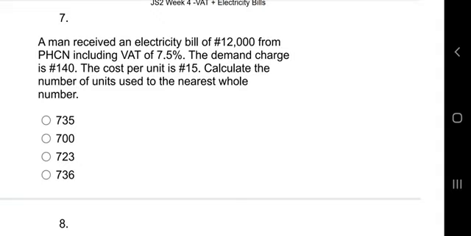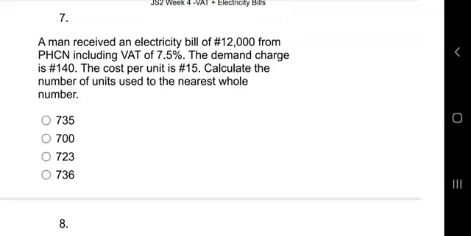All right. Question number 7. A man received an electricity bill of 12,000 naira from PACN, including VAT of 7.5%. That is, in this 12,000 naira, VAT is included. The demand charge is 440 naira. The cost per unit is 15 naira. The question now is, calculate the number of units used to the nearest whole number.